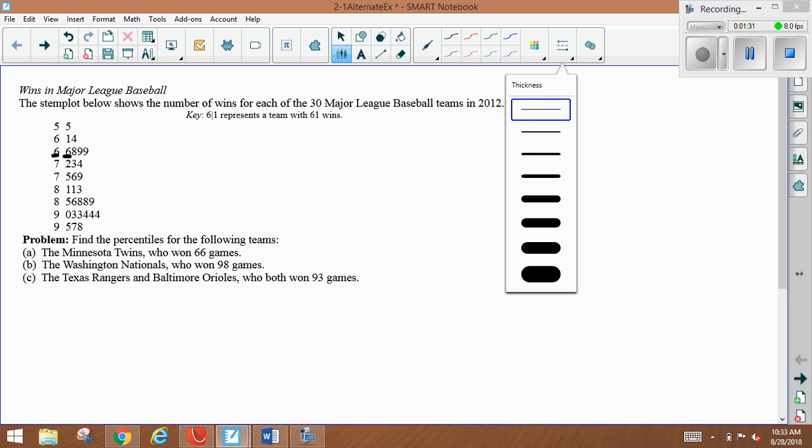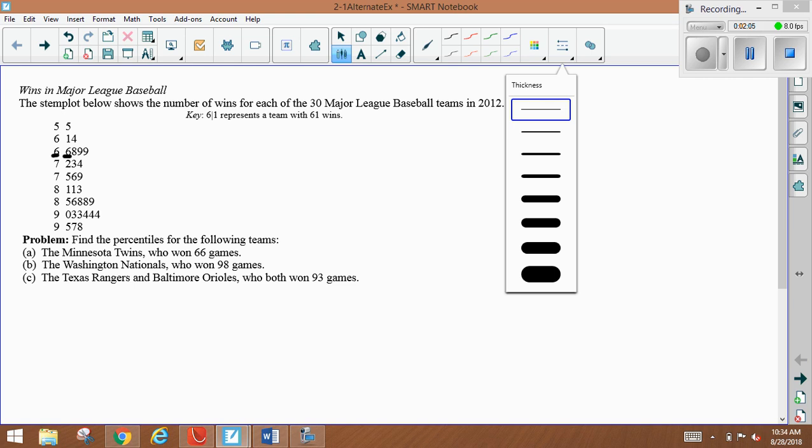So how many were below that? We got 1, 2, 3. Only 3 teams had fewer wins. Not bad. 61 wins. That's a lot of wins. Anyhow, 98. Yeah, 98 is a lot. If you play 200 games, you're bound to catch a W every once in a while, right?